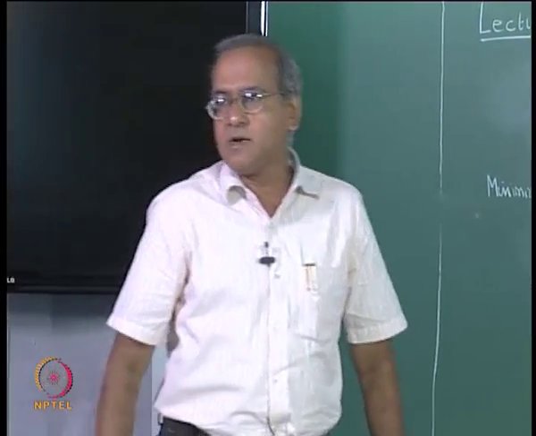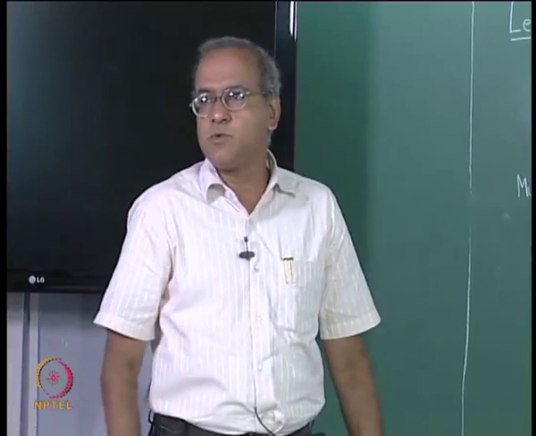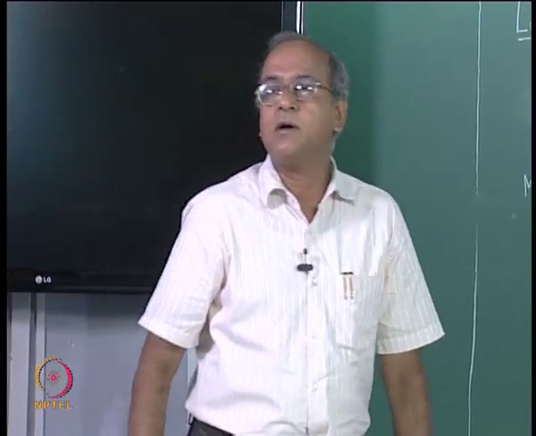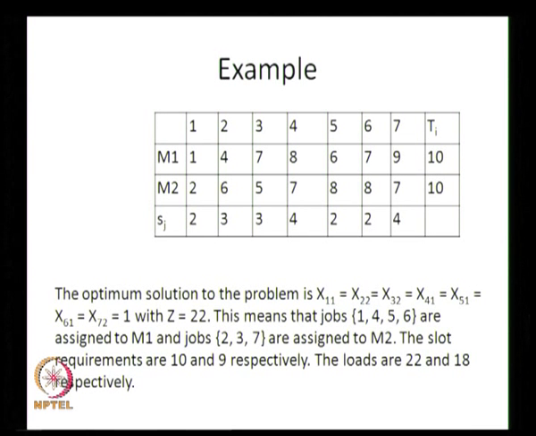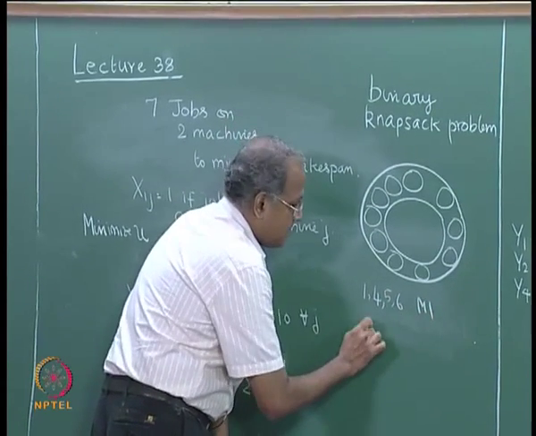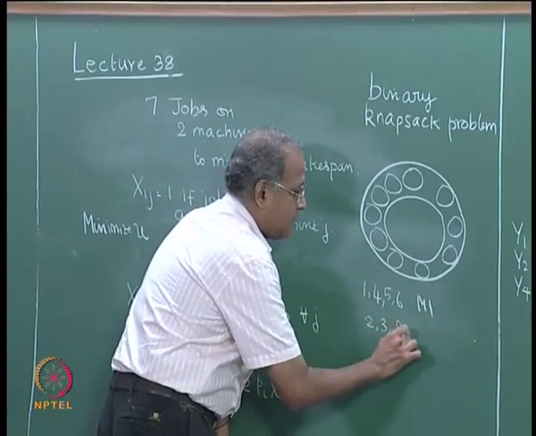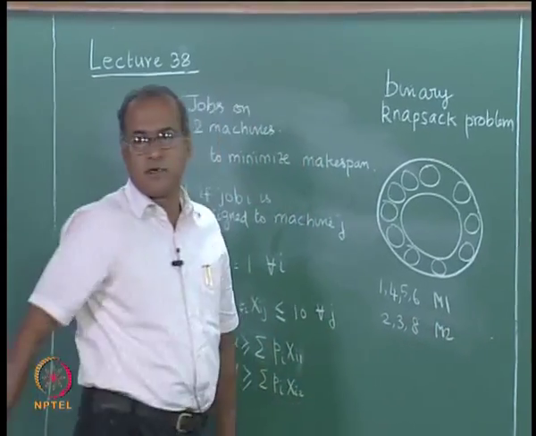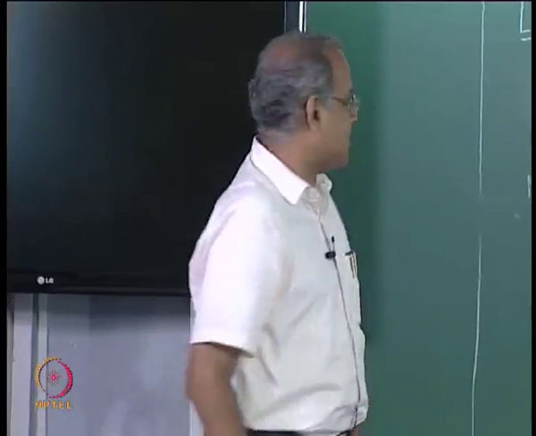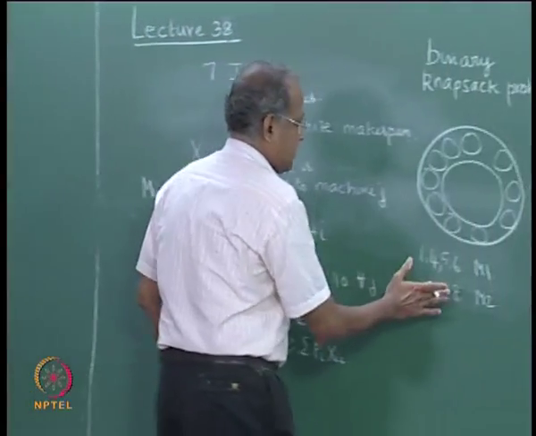So, when we actually solve this, we get jobs 1, 4, 5, 6 assigned to machine 1, and jobs 2, 3, 7 assigned to machine 2.